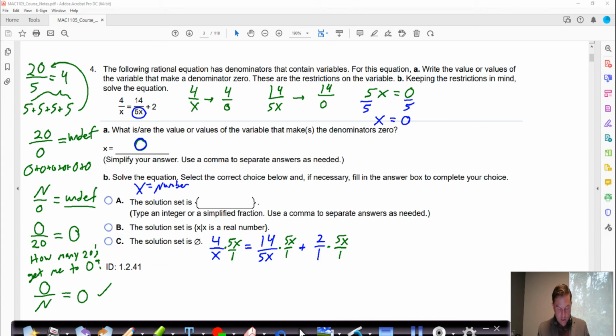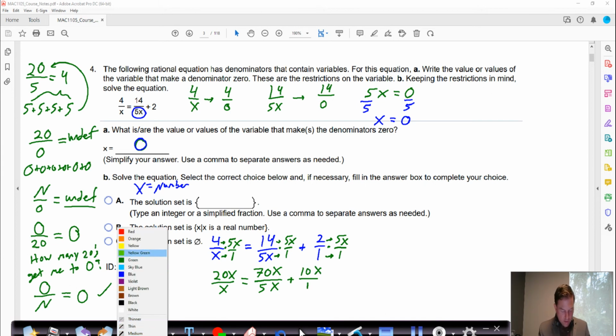Okay, so again, how do we multiply fractions? You multiply straight across. So we're going to multiply the tops with the tops, the bottoms with the bottoms. So 4 times 5x is 20x. The bottom would be x times 1, which is just x. The top, you'd get 5 times 14, which is 70x. And on the bottom, you'd have 5x times 1, which is 5x. And then you get 2 times 5, which is 10x, over 1 times 1, which is 1.